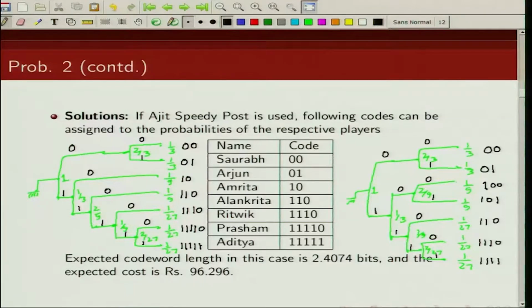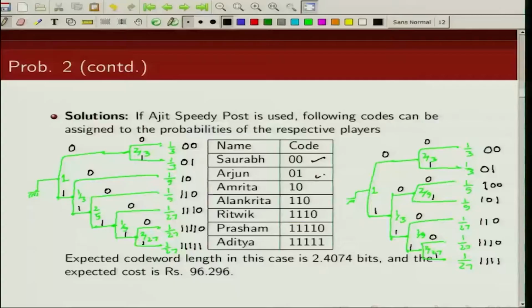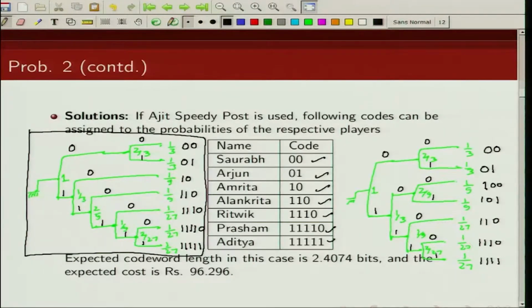So there are multiple ways in which I can create this Huffman tree. Each one of them will give the same expected value. You can verify that. And what I have written here is actually this one. Okay. Now you can find out what the expected code word length is from the path length lemma.